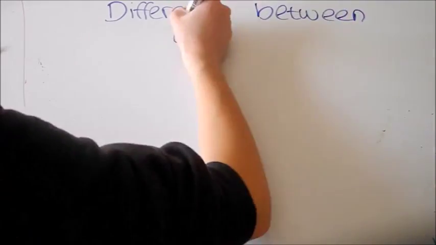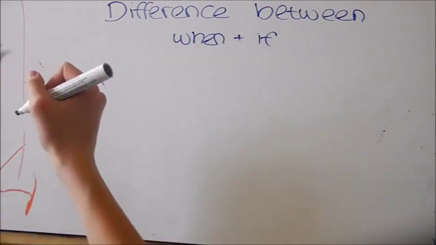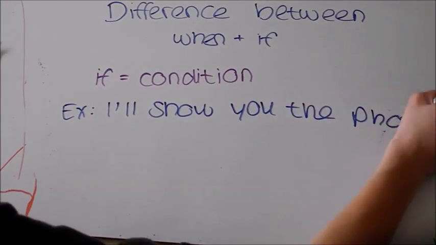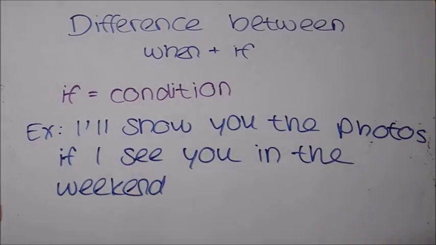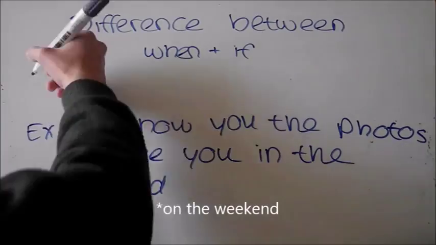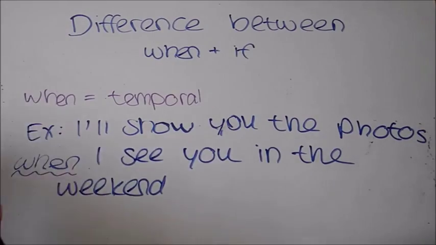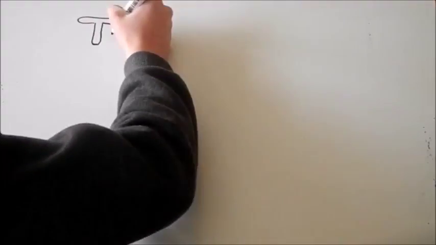We would like to tell you the difference between when and if. If is conditional. For example, I'll show you the photos if I see you on the weekend. It's not sure if they will see each other on the weekend. When is temporal. I'll show you the photos when I see you on the weekend. Good.